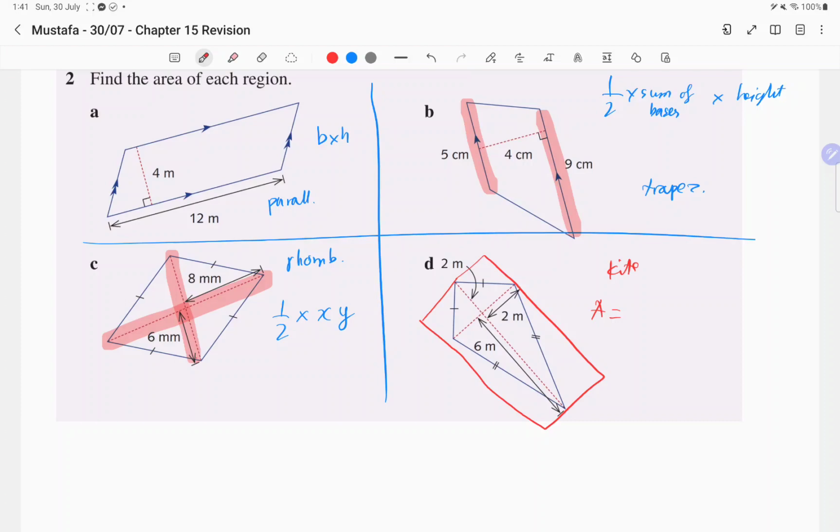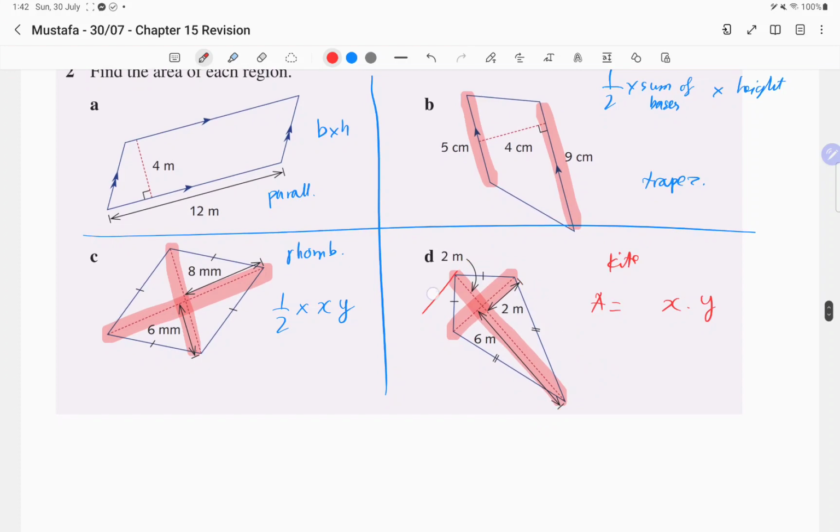This diagonal is the width of the rectangle. This diagonal is the height of the rectangle, or the length of the rectangle. So if I do x times y, if I multiply the two diagonals, what do I have to do to get the actual kite area? Divide by 2 or times a half, one or the other.